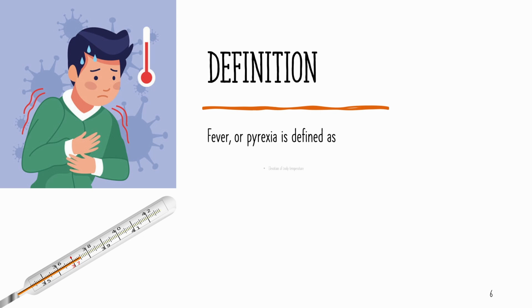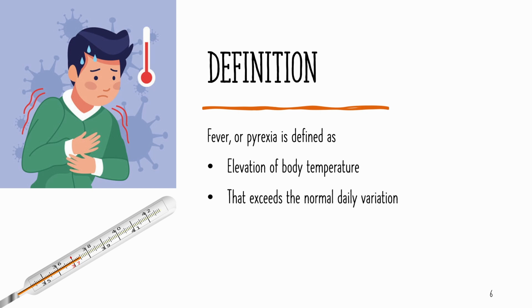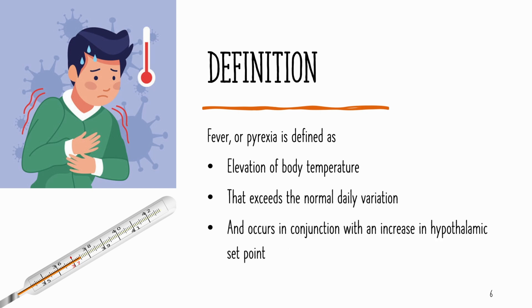Fever or pyrexia is defined as an elevation of the person's body temperature which exceeds the normal daily variation, and this occurs in conjunction with a rise in the hypothalamic set point. First the person's hypothalamic set point rises, and in order to meet this rise, the body responds in a certain way, and the whole body temperature is raised, which we measure using a thermometer, and we call this fever. So fever is actually a regulated process which happens in conjunction with a rise of the hypothalamic set point.